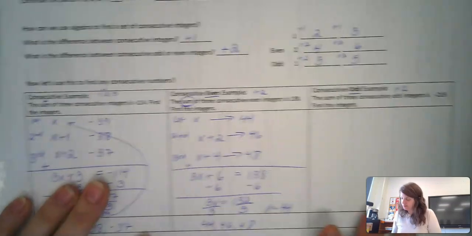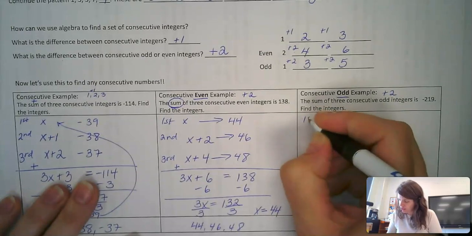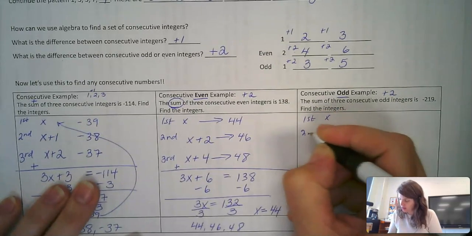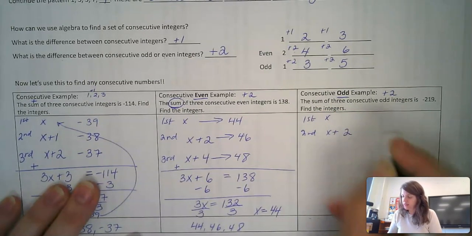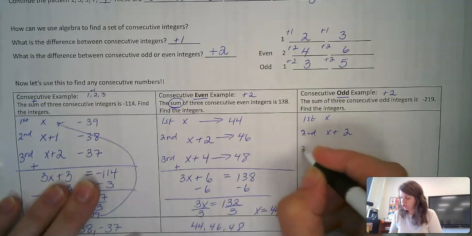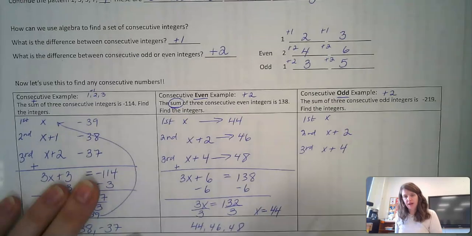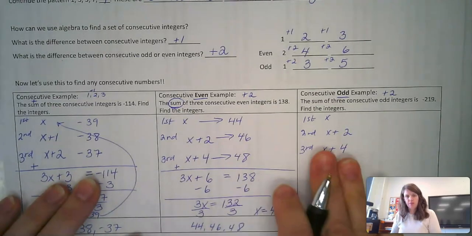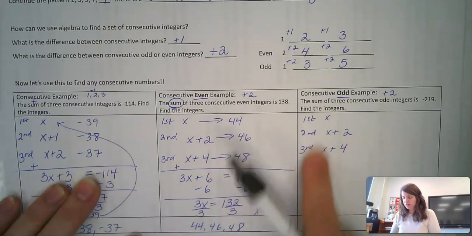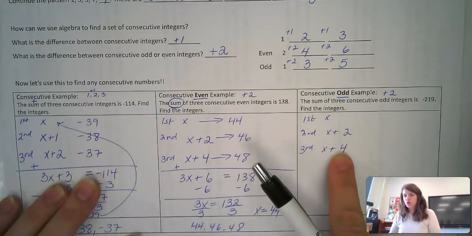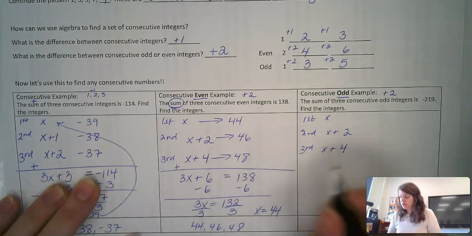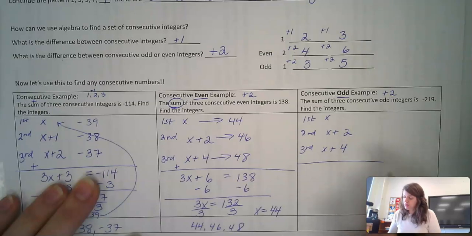Last one, odd. Same problem. First is going to be x. Second is going to be x plus 2, right? Because the difference between odd numbers is still 2. Even though odd and even seem like they would be different, they are not. They are set up exactly the same. I'm looking for 3 numbers that are 2 spaces apart. And so I get this, and I'm going to set it up, and I'm going to let you guys solve this one and pause the video.